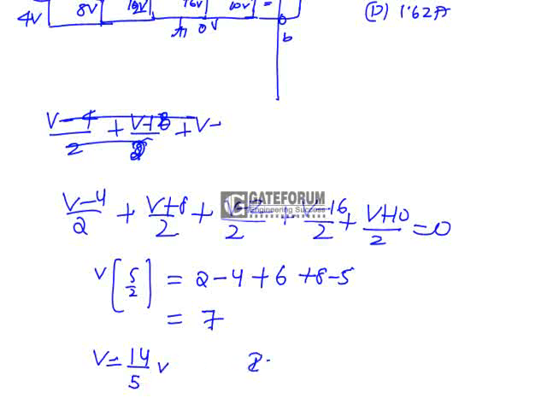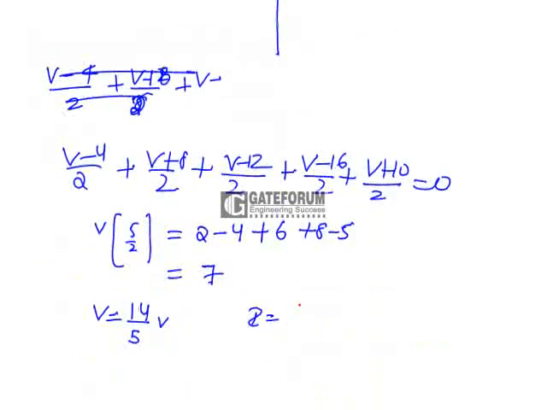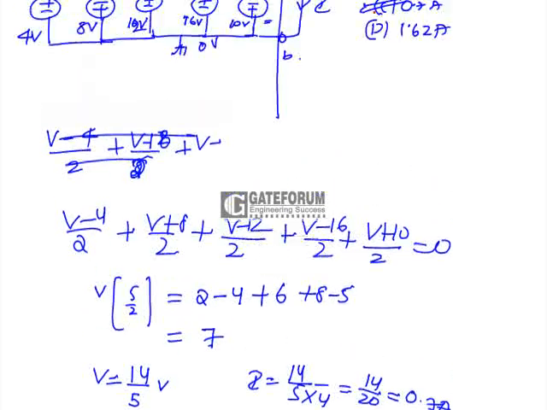Okay, now what is current I here? From this, if you see this one, current I is equal to voltage at this node by resistance. So I is equal to V by 4. So this is 14 by 5 into 4. So this is 14 by 20, which is equal to 0.7 amperes. Option C is the correct answer.